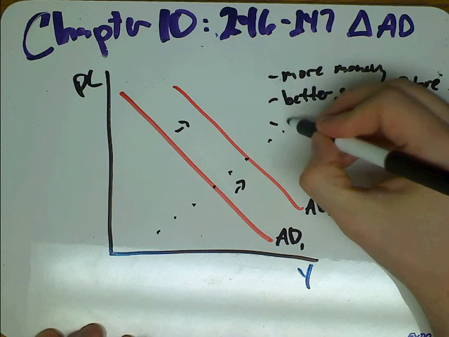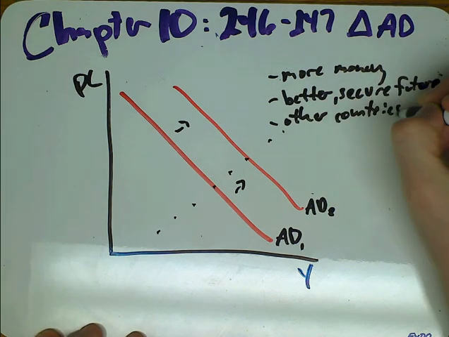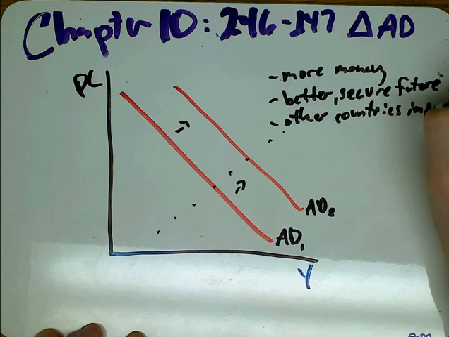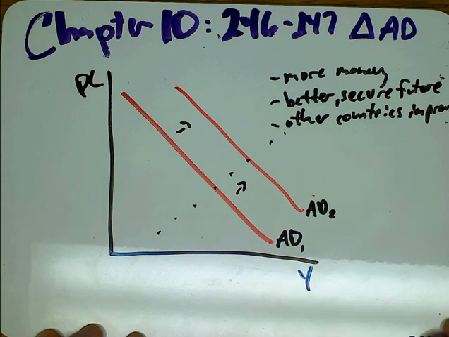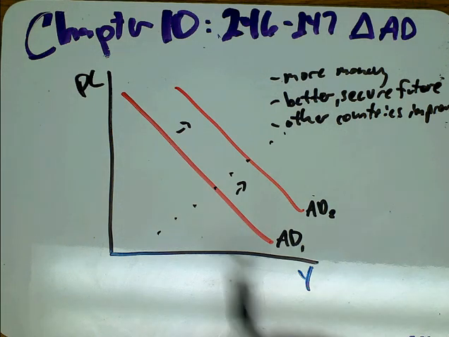If other countries improve, that's good for you. Believe it or not, economics is not a zero-sum game. If another country can purchase more of your good, then demand will go up. Remember, that's going to increase your output, and part of the output is net exports.